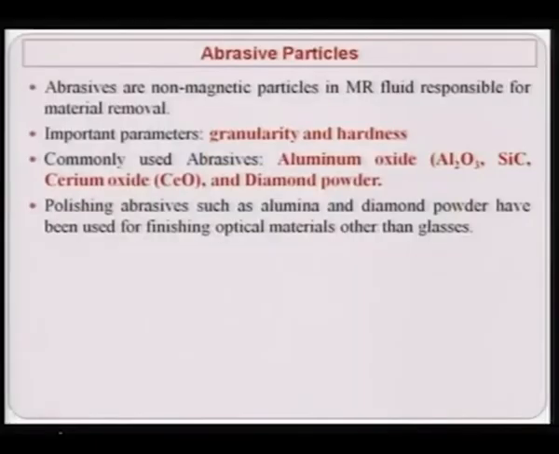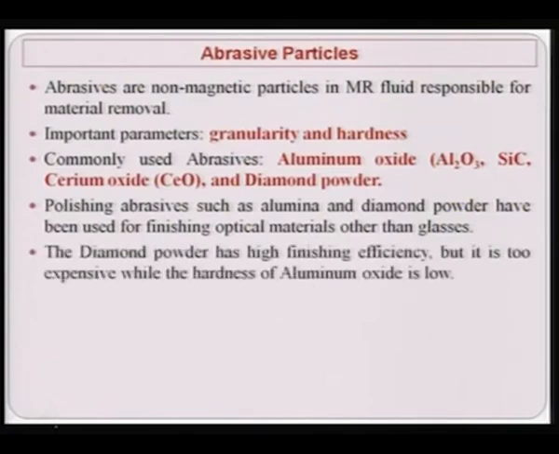Polishing abrasives such as alumina and diamond powder have been used for finishing optical materials other than glasses. The diamond powder has high finishing efficiency, but it is too expensive, while the hardness of aluminum oxide is low. So, diamond particle can be used, but it is quite expensive. So, one has to see the application, and only then should diamond be used as the abrasive particle for finishing purposes.